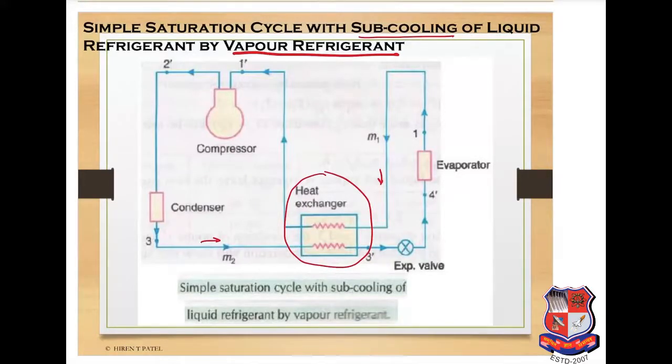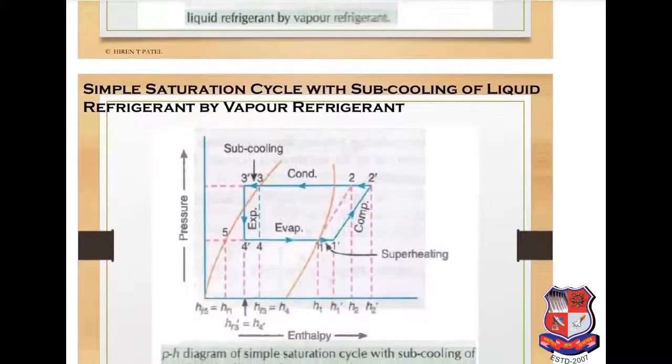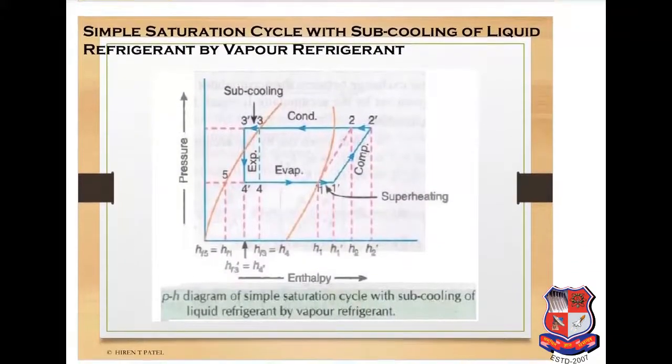So the liquid refrigerant leaving the condenser can be subcooled by passing through a heat exchanger, which is supplied with the saturated vapor coming out from the evaporator. So the benefit of doing this we can see in the p-h chart. See here, that is 3 to 3 dash. So previously after condensation we are having the saturated liquid refrigerant, but in this case we are having the subcooled refrigerant.